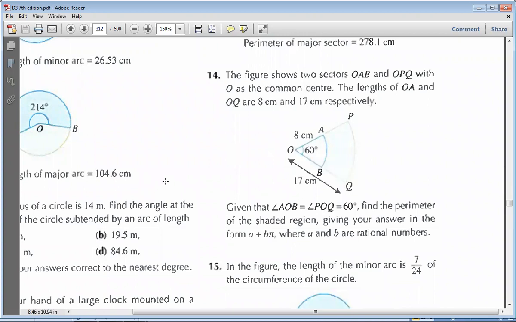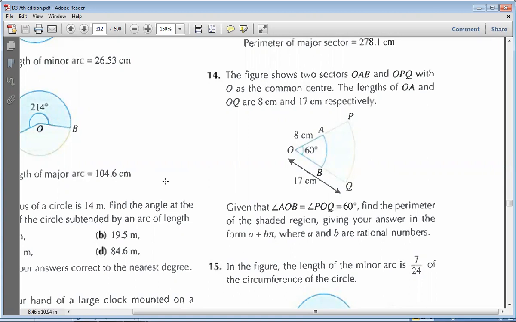The figure shows two sectors OAB and OPQ with O as the common center. The lengths of OA and OQ are 8 centimeters and 17 centimeters respectively. Given that the angle AOB is equal to the angle POQ, which is 60 degrees, find the perimeter of the shaded region, giving your answer in the form A plus B pi, where A and B are rational numbers.